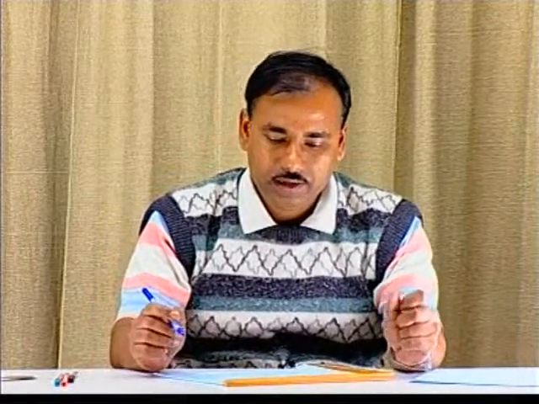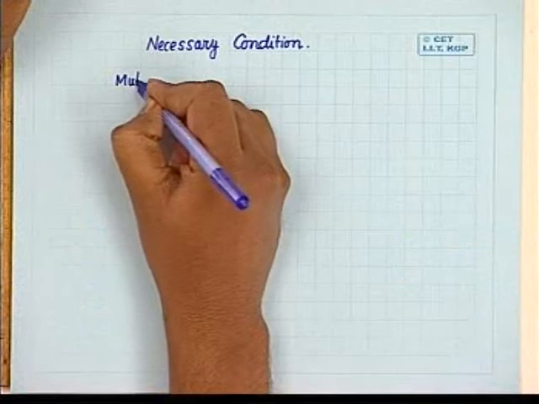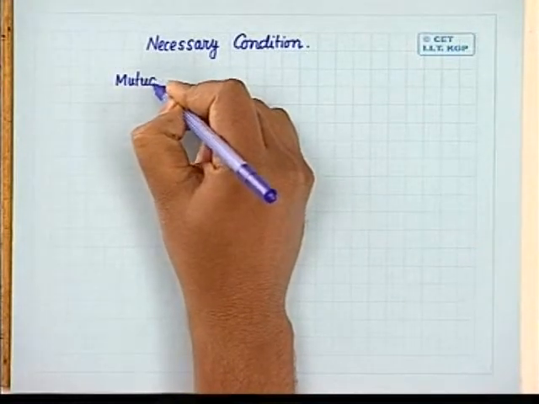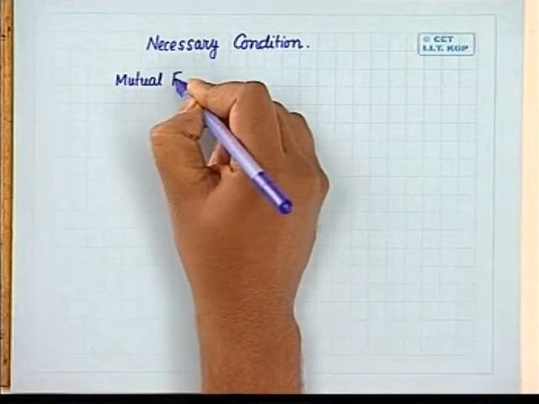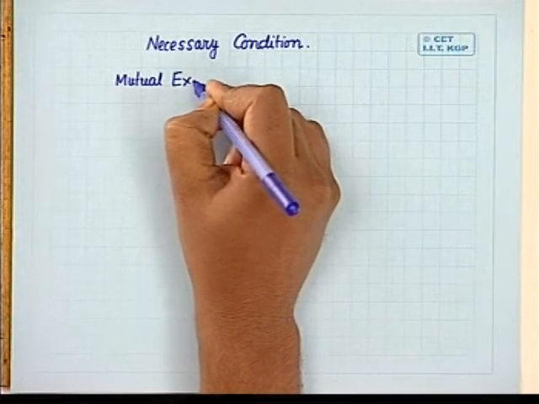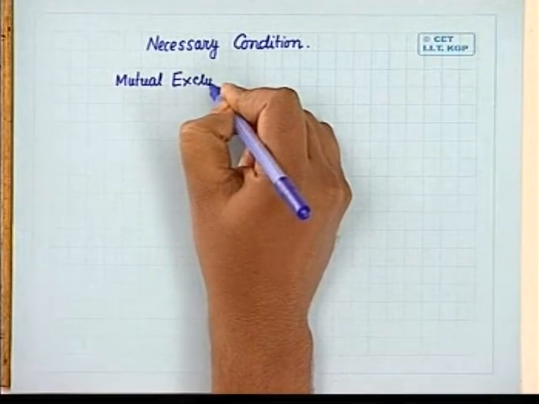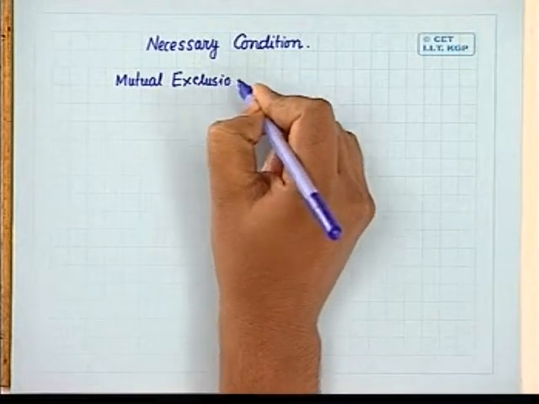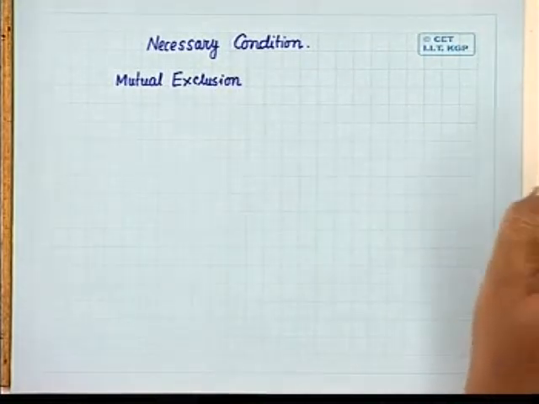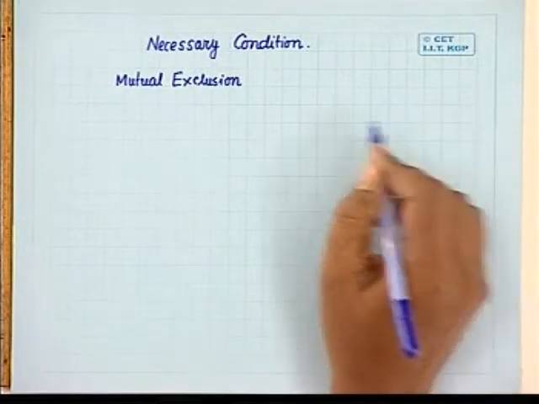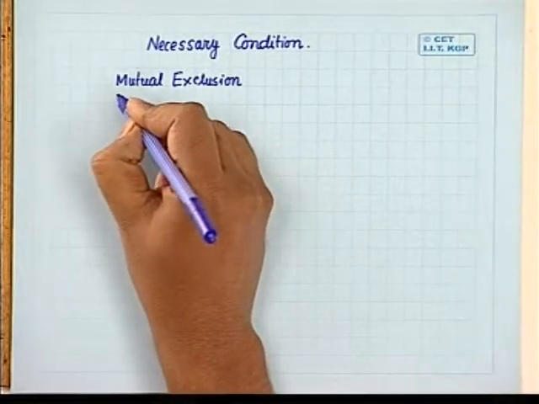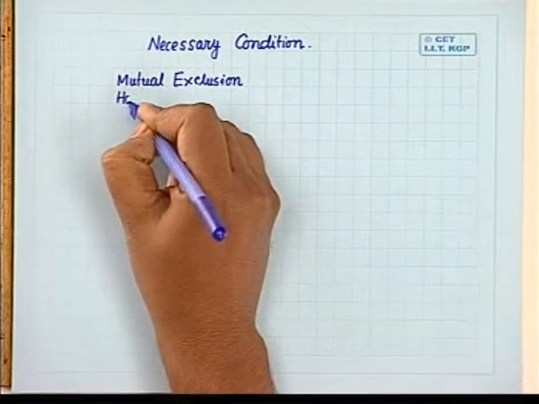We started discussing the necessary conditions for a deadlock to occur, and we have said that there are four necessary conditions. The first necessary condition is mutual exclusion. That is, there must be at least one resource in the system which cannot be shared simultaneously by more than one process. The second necessary condition that we have said is hold and wait condition.